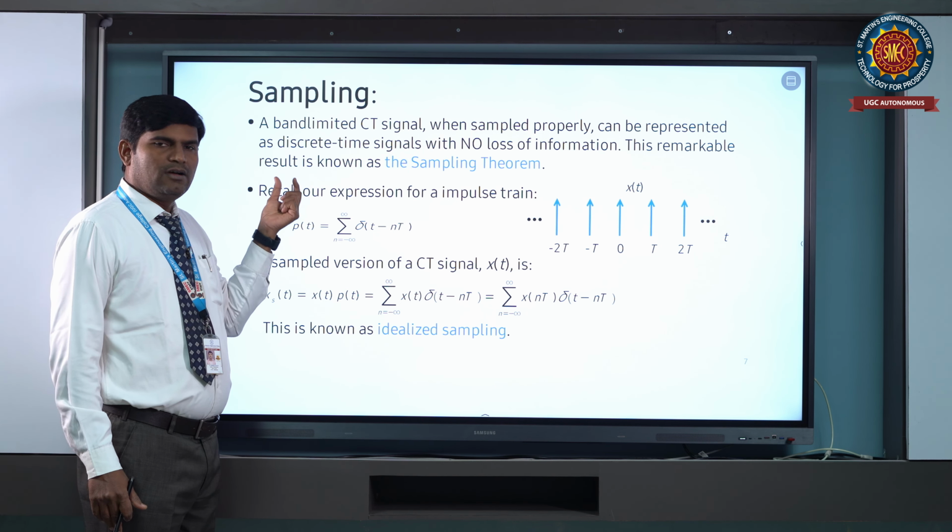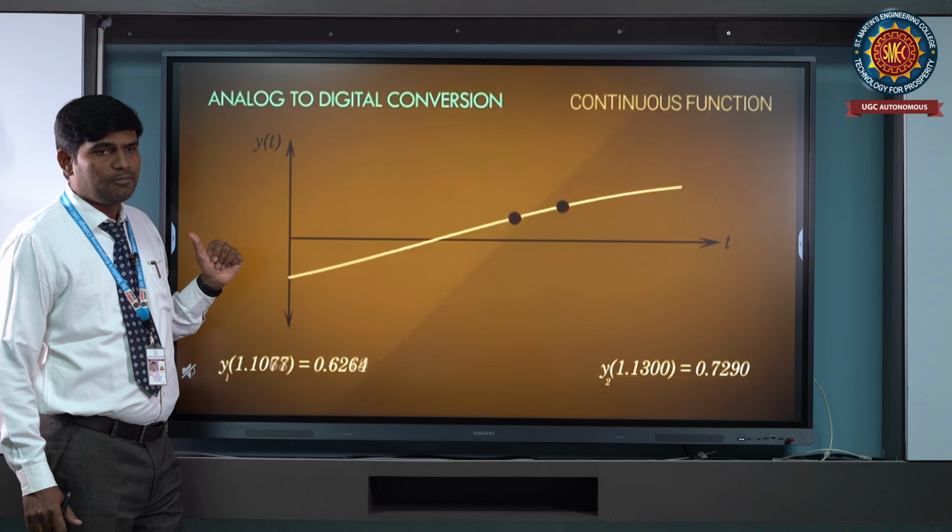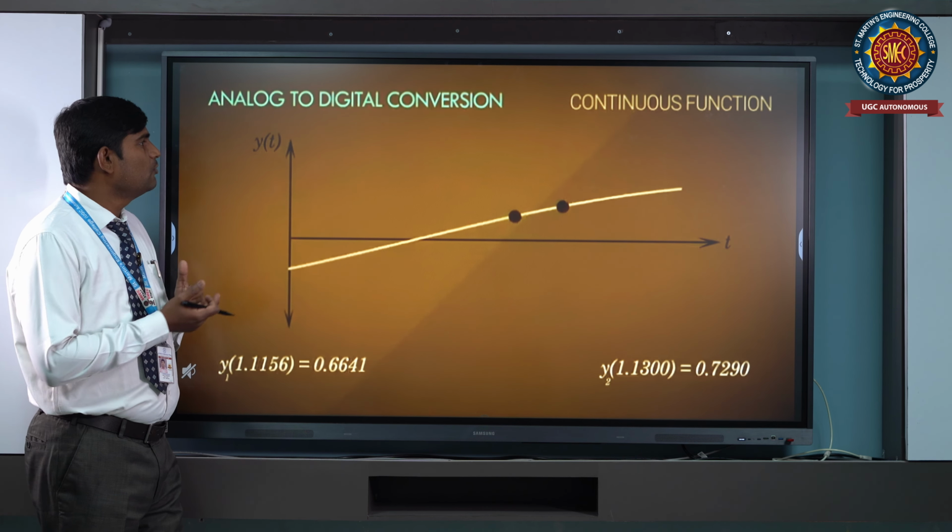That means it will have an infinite number of values in the given interval, and it is a continuous function of time. So it can have infinite values, and the spacing between successive values can be very minute, because it is a continuous time representation of a periodic signal which has a single frequency.